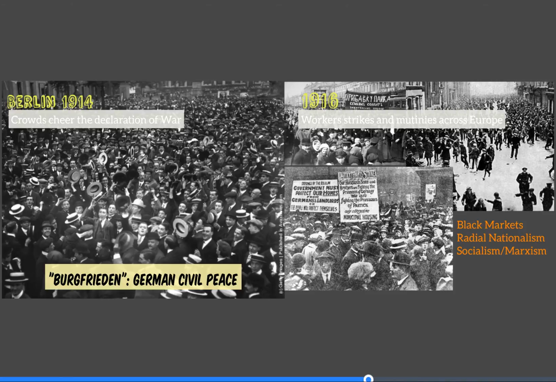But between 1914 and 1916, especially into 1917, civil peace falls apart and workers start to strike. There are mutinies across Europe. People are surviving off of black markets where there's really high inflation. Nationalism starts to bubble up again in very, very violent ways. For example, in Ireland with the Easter Rebellion.